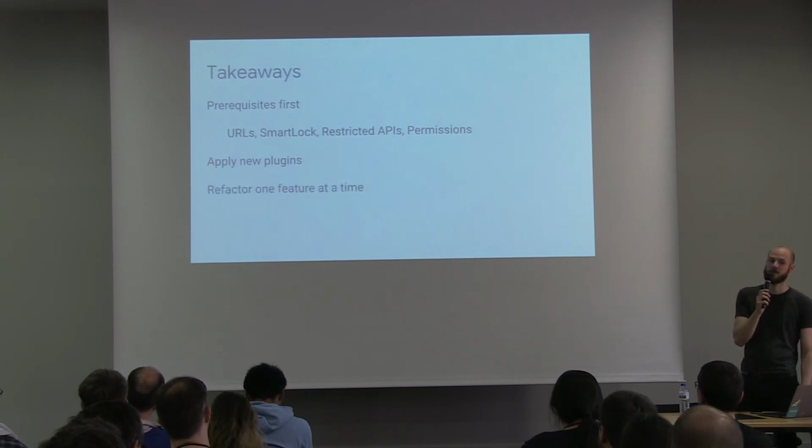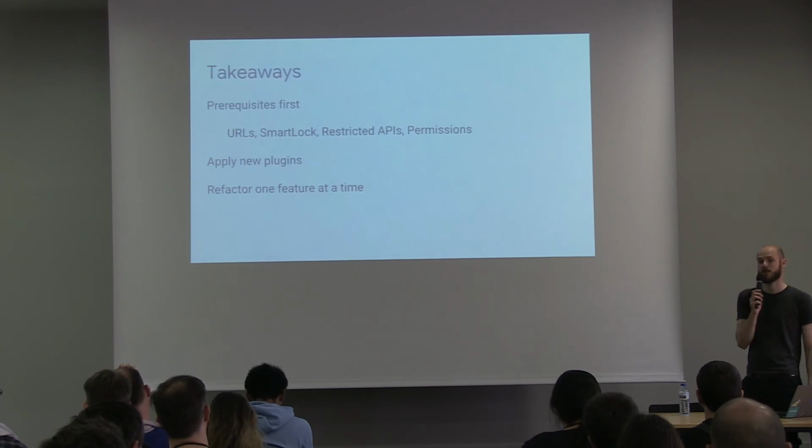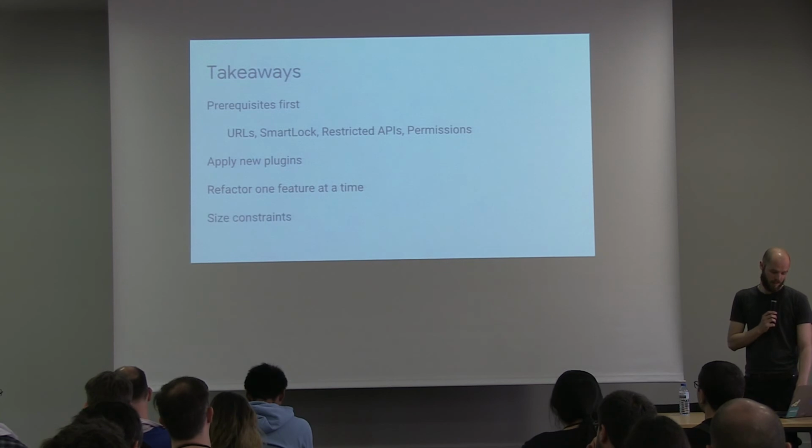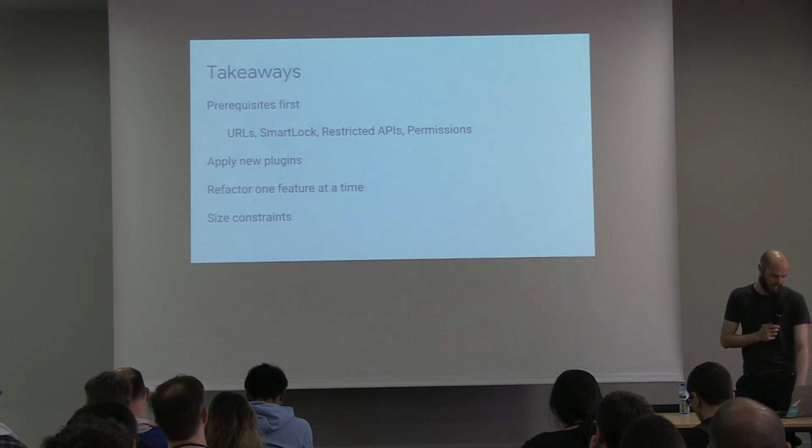And refactor potentially one feature at a time. Don't try to go the whole way, but take the feature you think is the most important for your Instant App and has the most value for you and your users, and start with that feature and see how it works. And then you can take it from there step by step. And adhere to the size constraints. This is the one reason where it makes a lot of sense. Or else your users won't benefit from all your hard work, and that would be a shame.